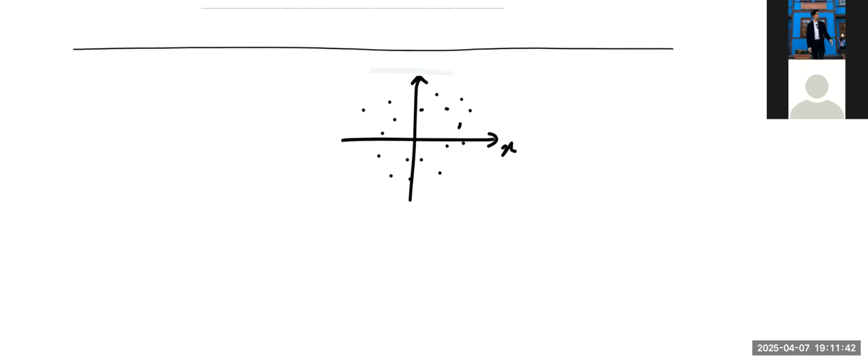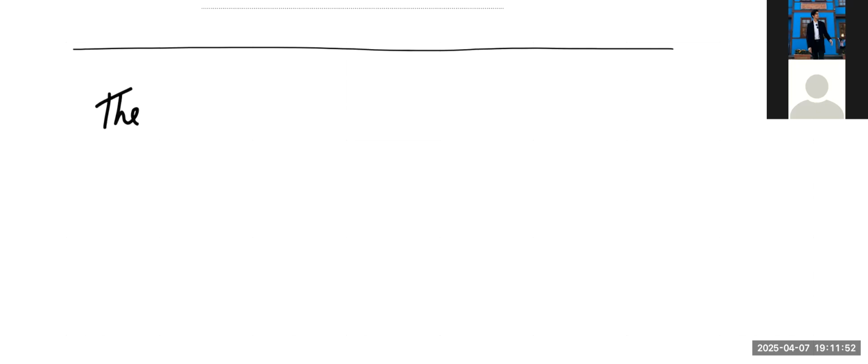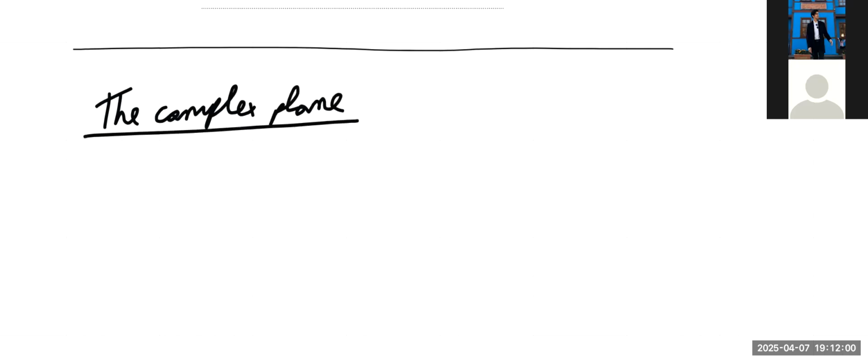So for complex numbers, we have a slightly different plane. Instead of the Cartesian system, we have the complex plane, because complex numbers are no longer purely real. They contain an imaginary part. It's pretty straightforward. We call it the Argand diagram.